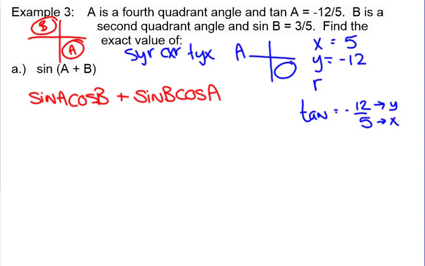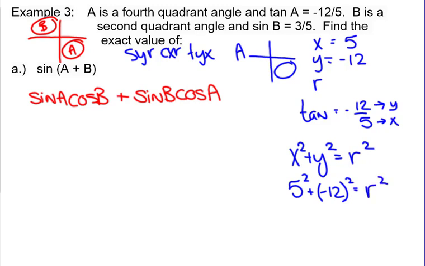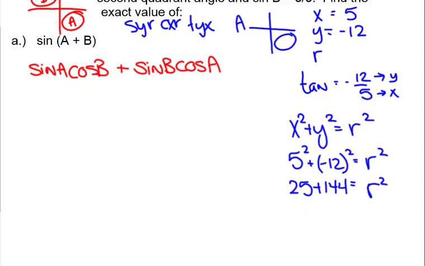If we need to find our sine and our cos of that value, we're going to need an r. So to figure out our r, that's our Pythagorean theorem. So x squared plus y squared is equal to r squared. So 5 squared plus negative 12 squared is equal to r squared. We've got 25 plus 144 is equal to our r squared. 25 plus 144 is 169. And when we take the square root, we get 13. That's equal to our r.